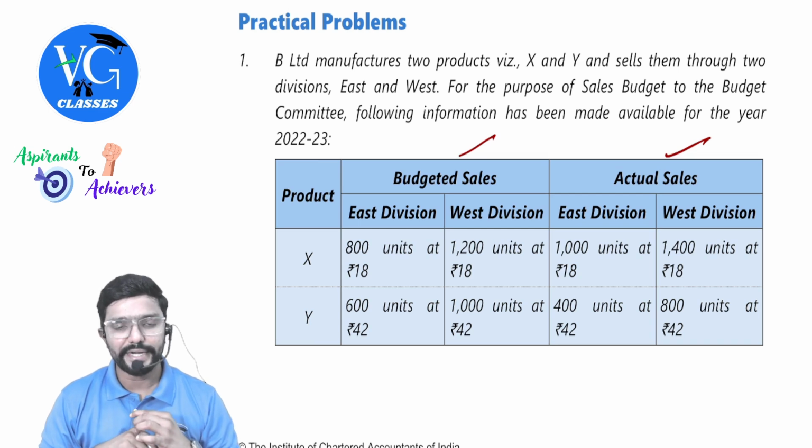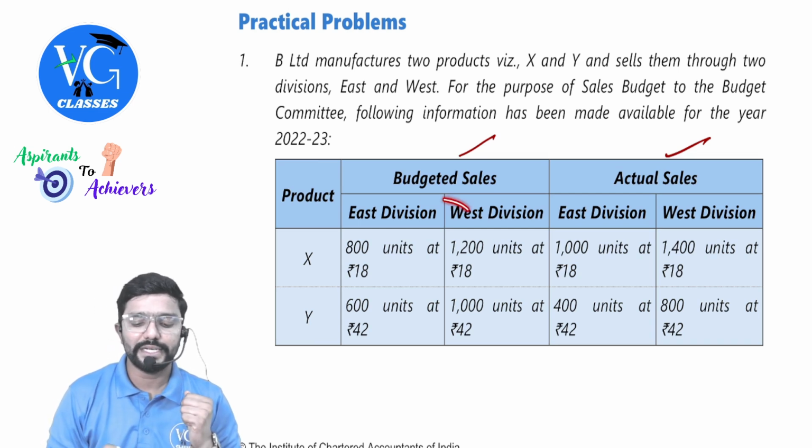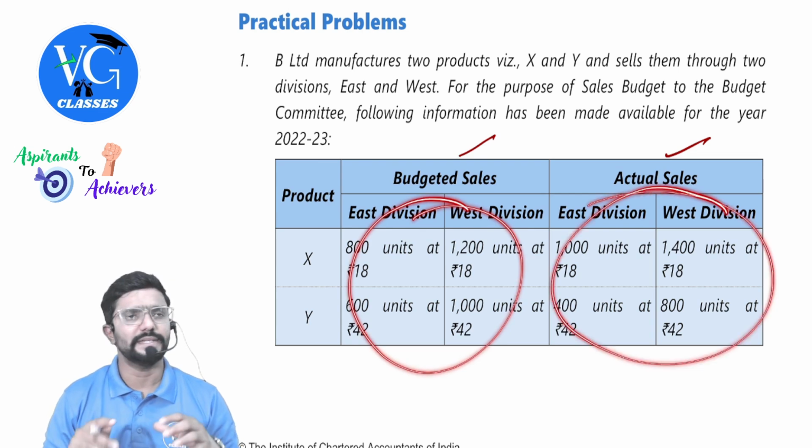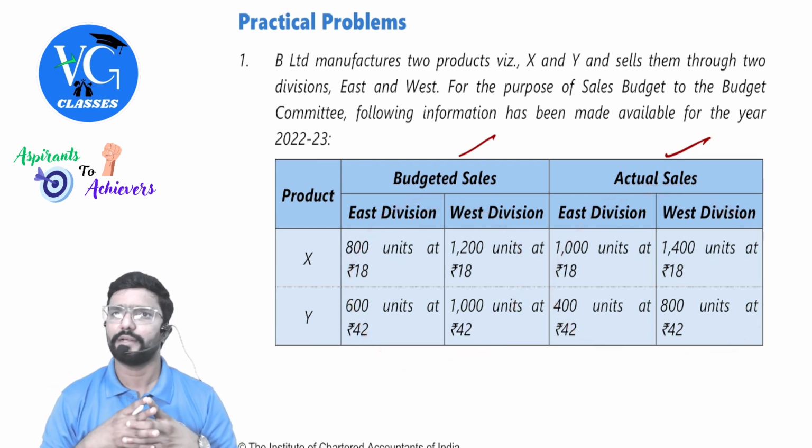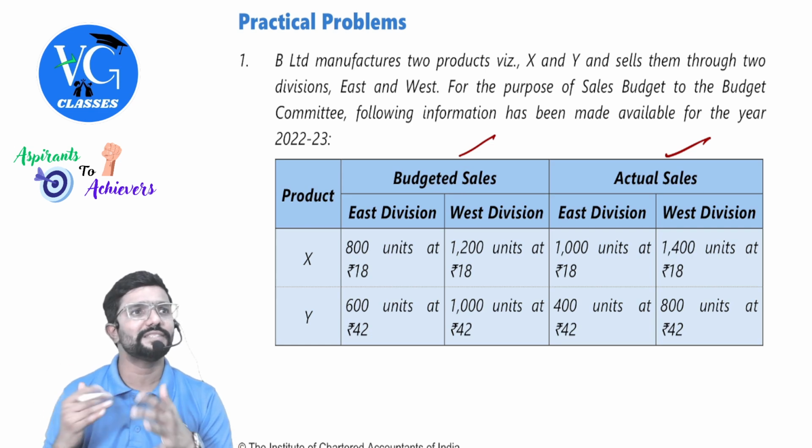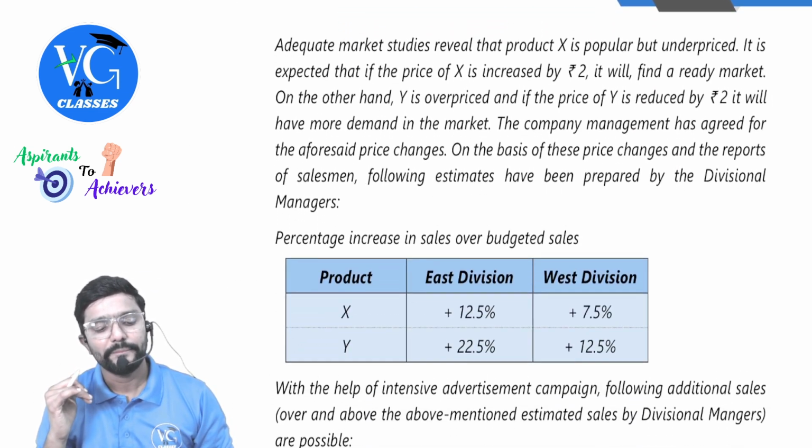Where they are operating. Yes, sir. They have given budgeted sales, guys, as well as actual sales. That means already the year has come to an end. When actual data is given, that means the year has already come to an end.